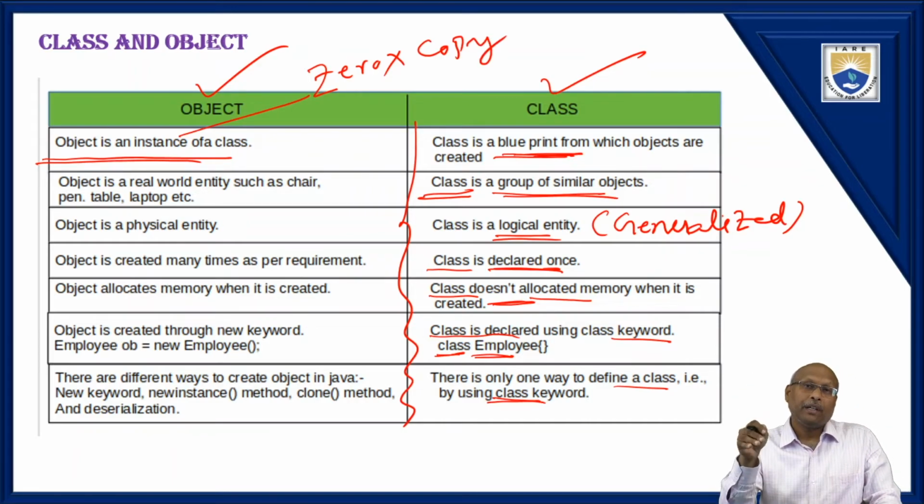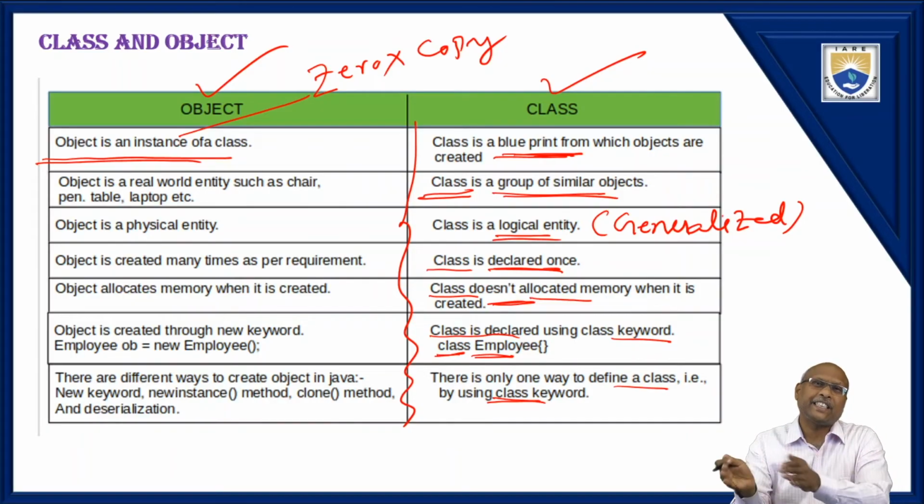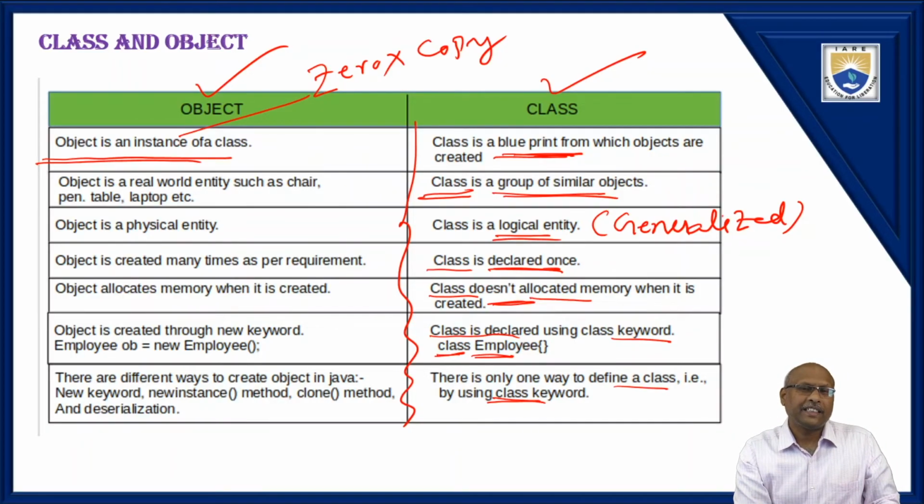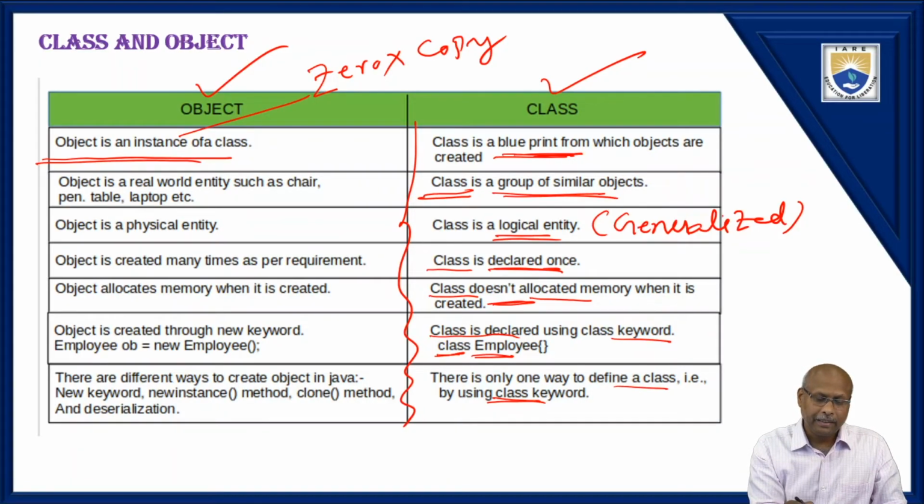So whatever the behavior or whatever the attributes are there in the class, the same thing will be reflected in the object. It's the exact Xerox copy. Sorry, an object is a Xerox copy of the class. An object is an instance of a class, or a Xerox copy of the class.